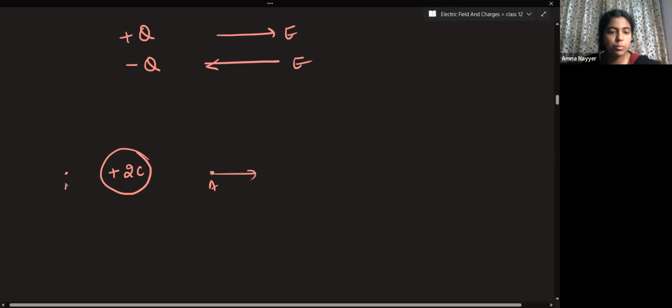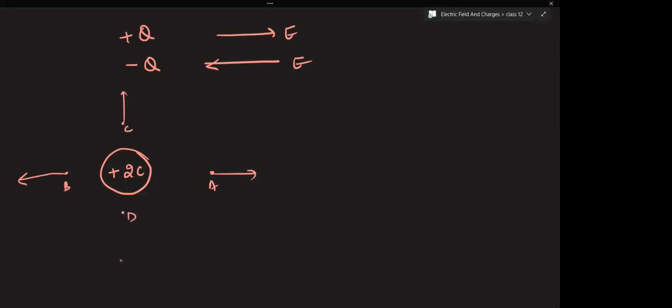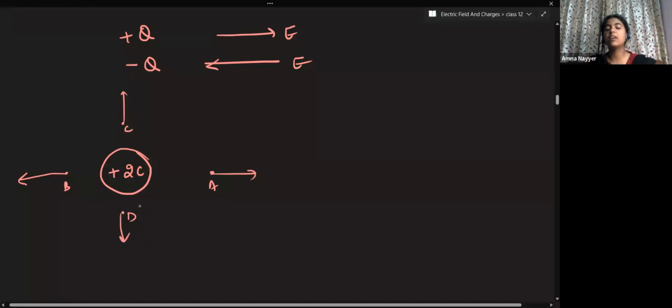If I take this point B, away from the charge will be in the left direction. If I take a point C, away from this charge will be upwards. If I take a point D, this will be downwards. You just have to see away from the charge. Now let's reverse the sign of this charge. Let's say this is minus 2 Coulomb. If you take the same point A, it will be towards this charge.